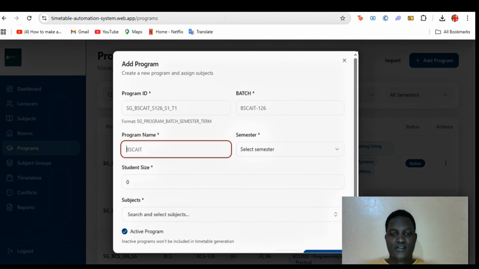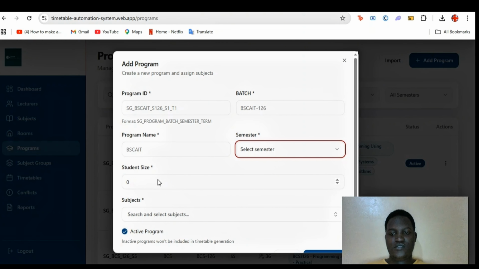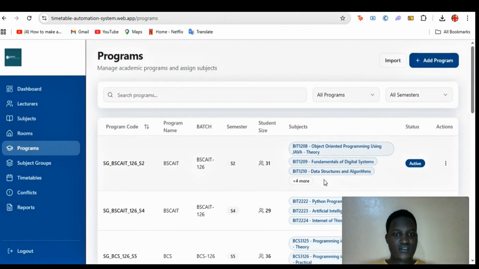So you could come add in the program name, the semester, the student size. So there's a number of students that are within that program and all that. So for number of students, these are fields that could be editable. For example, let's say this program, bachelor's of applied information technology. In semester two, there are 31 students.